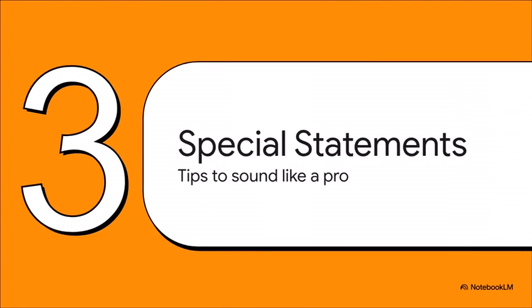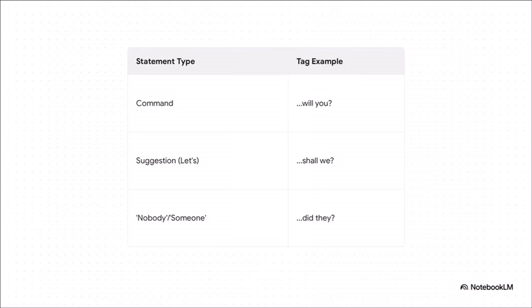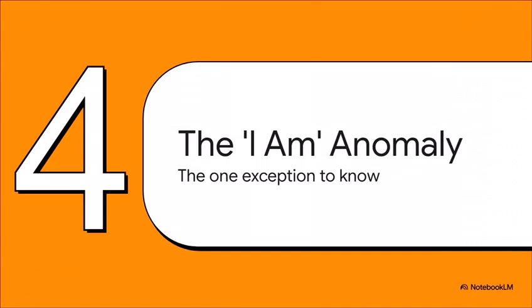Okay, you've totally got the basics down. So now, let's level up. We're going to look at a few special cases that will make you sound like a true native speaker. So here are a few you just kind of have to remember. If you give a command, like write it down, the tag is always will you. If you make a suggestion with let's, like let's go, it's always shall we. And for tricky words like nobody or someone, you use they in the tag. Easy enough.